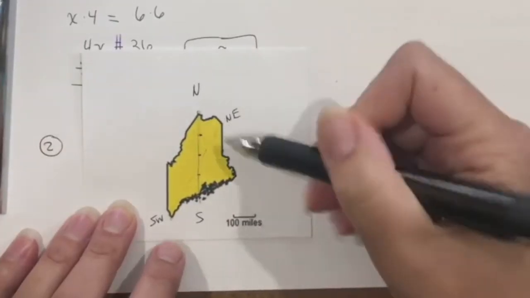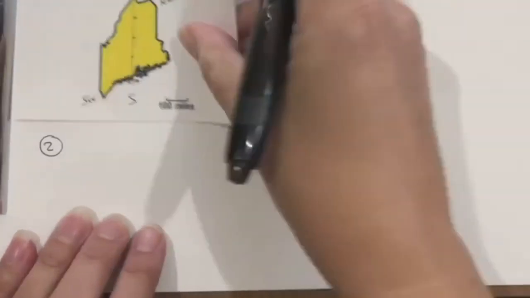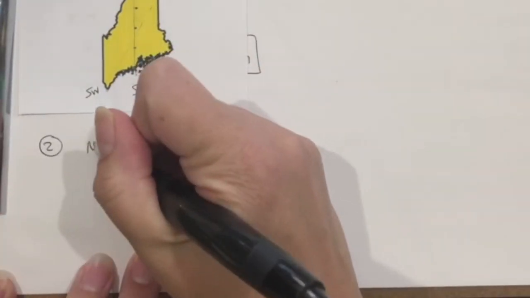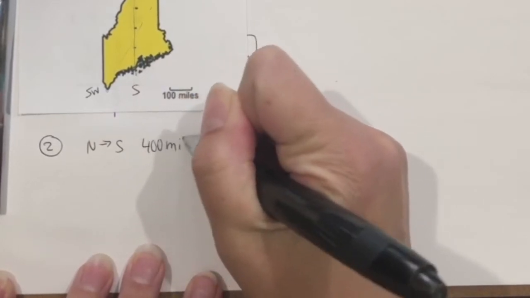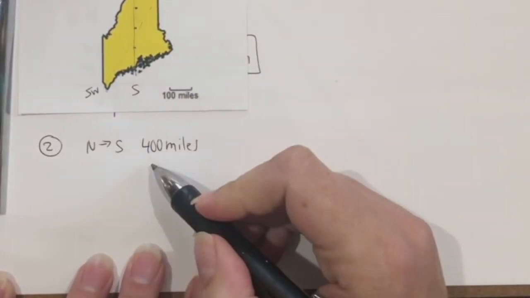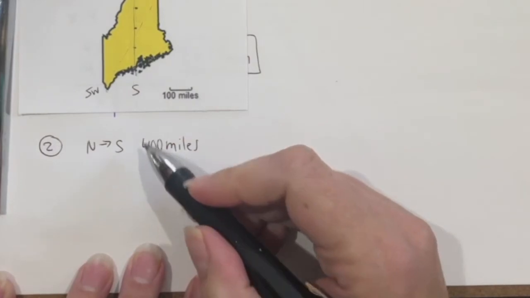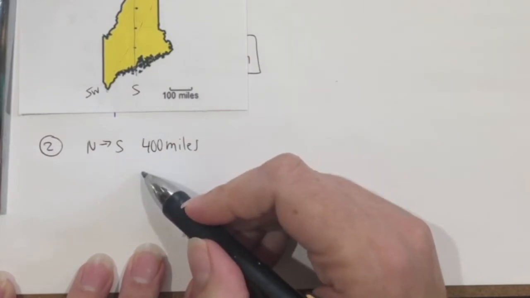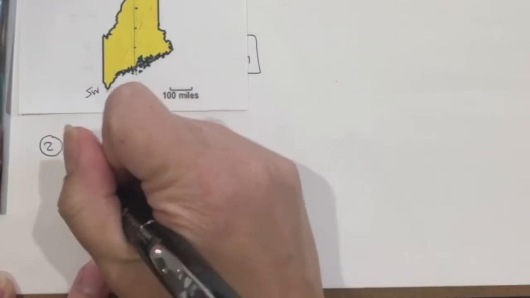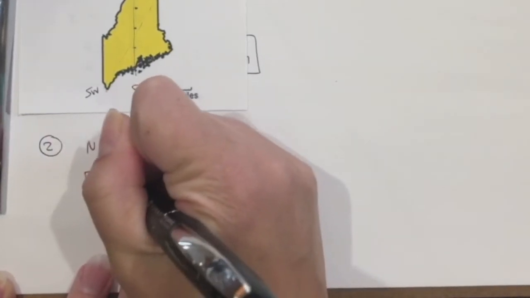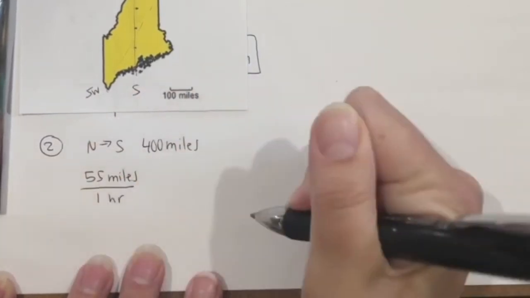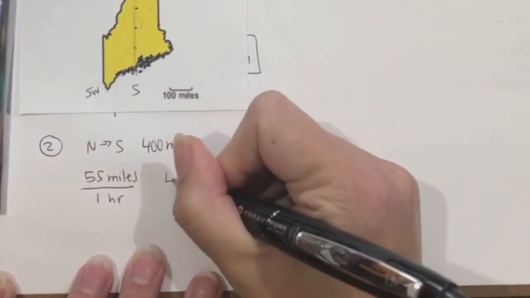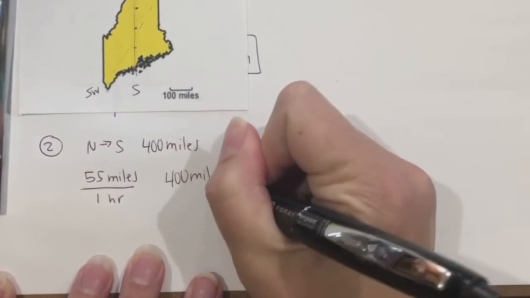I got 400 miles north to south, 400 miles. Estimate the length of time it would take you to drive from north to south if you drive at 55 miles per hour. So 55 miles per 1 hour, and I'm going to be doing that over the course of 400 miles.